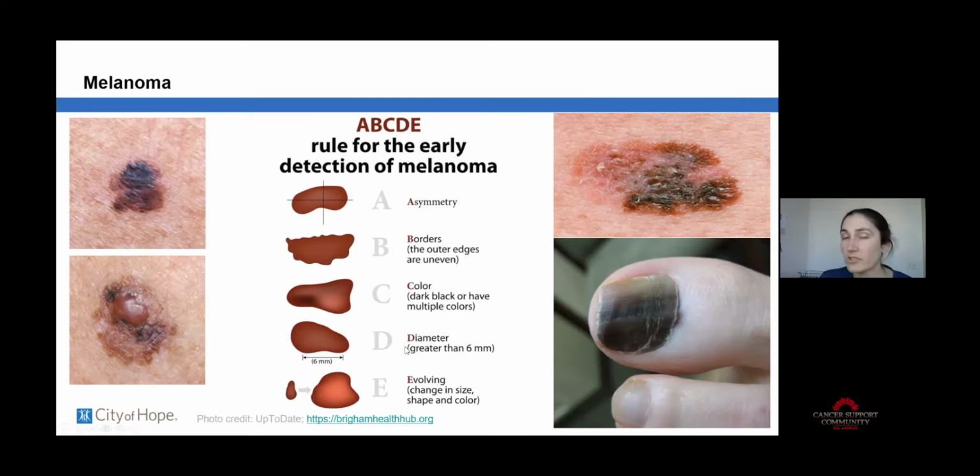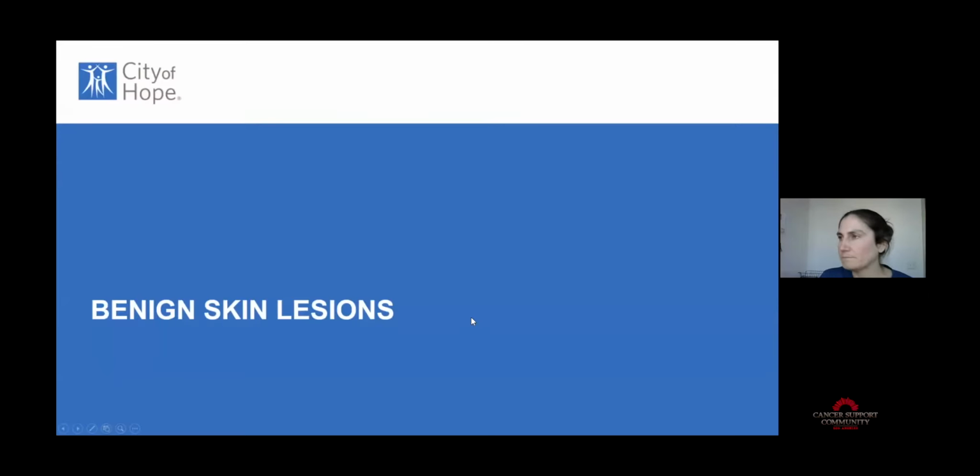And then D is for diameter. Any lesion that's getting large, typically something that's larger than 6 millimeters, which is about the size of a pencil eraser. Just something to keep in mind if you're looking at any of your spots. And then E, I think this is one of the biggest ones, anything that's evolving over time. So changing in size, growing larger, or the color pattern changes on it, like an area that becomes lighter or potentially darker. Anything that's changing really should be checked out.